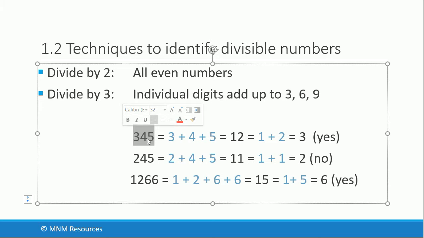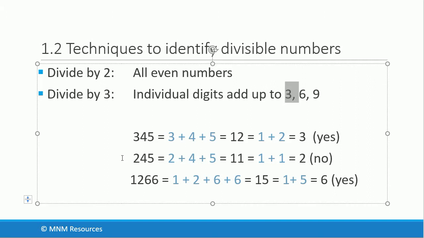345. So what are we going to do? We take the individual digits, 3, 4, and 5. We add them up. 3 plus 4 plus 5 gives you 12. We keep adding them again until we get a single number. So 1 plus 2 in this instance gives you 3. So yes, the individual digits of 345 add up to 3, so it's a number that can be divided by 3.